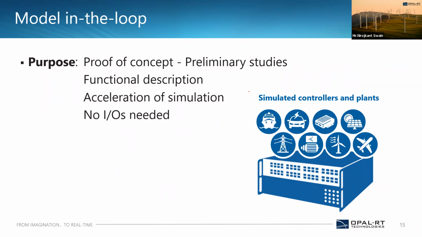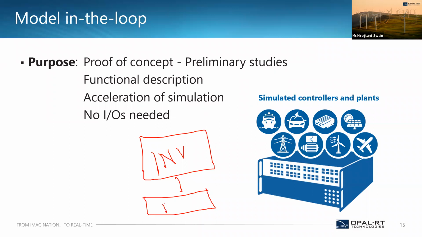First is the model in loop. What is model in loop? In every model, we have one plant and one controller. In model in loop, your plant and controller should be placed in your real-time simulator. Here is one example. This is your inverter, and this controller part is your PWM. In this case, your inverter and PWM are both placed in the real-time simulator. That's what we call model in loop.